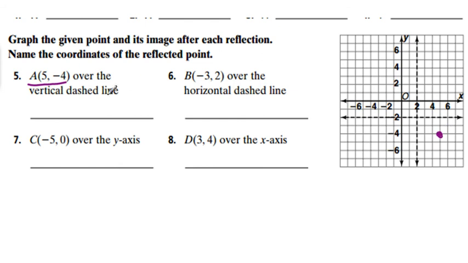It says reflect across the vertical dash line. Well, vertical means going up and down, which would be this line here. So if we're reflecting across this line, we know we're going from right to left, which means the only value that's going to change is the x value, the x coordinate. That's the only thing that can move left or right. So we know that our y value is going to still be -4.